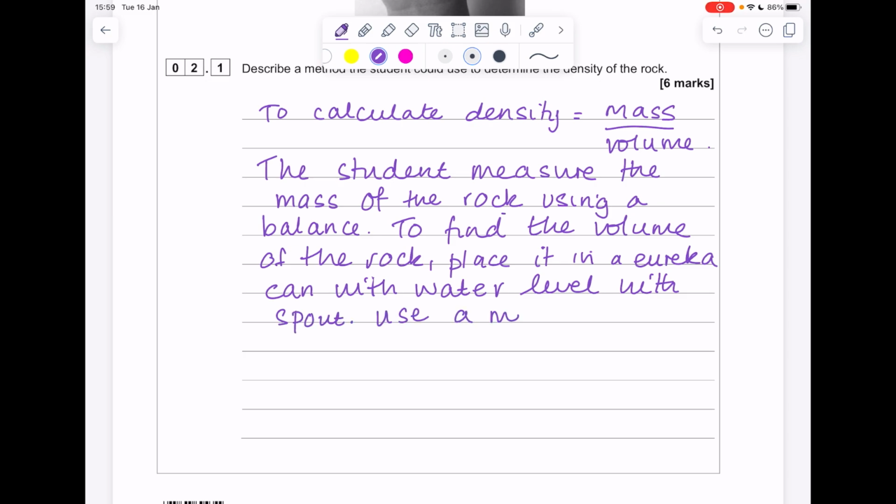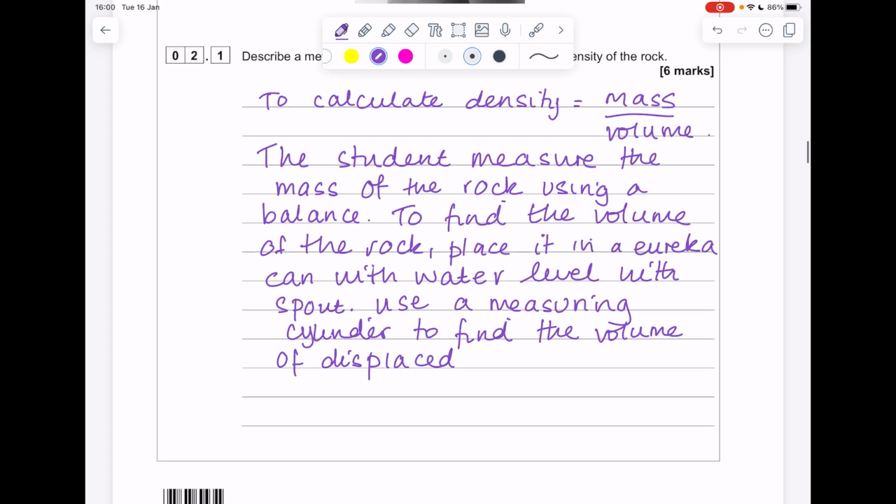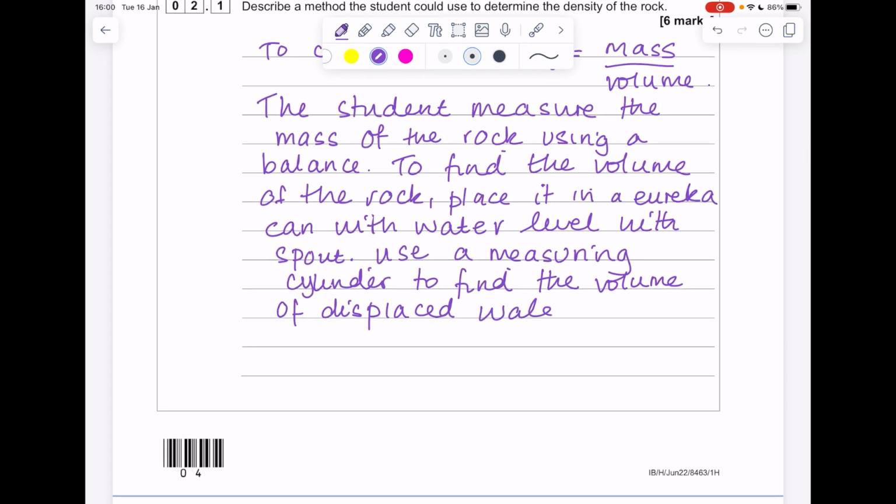Use a measuring cylinder to find the volume of displaced water. And why do we want that? Because that will equal the volume of the rock.